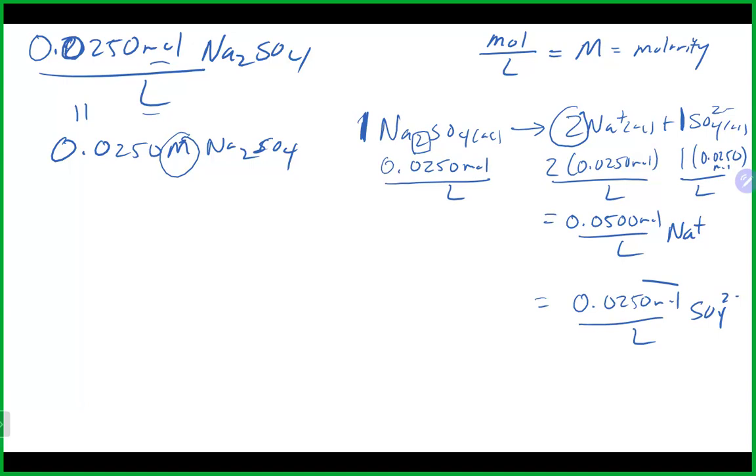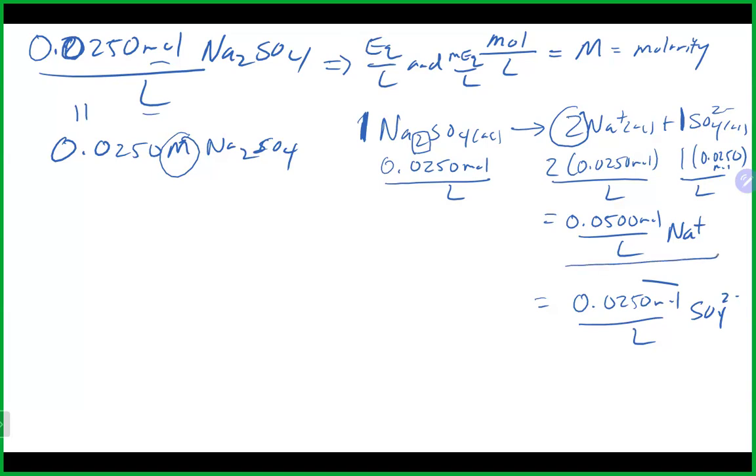Any questions on that there? Okay, so now that we have the concentration of each of the ions that are floating around in that solution, let's say we wanted to take these to equivalents per liter, and we'll do both milliequivalents per liter. So we want to convert them from molarity to equivalents per liter and milliequivalents per liter. So we're going to start with the sodium first.